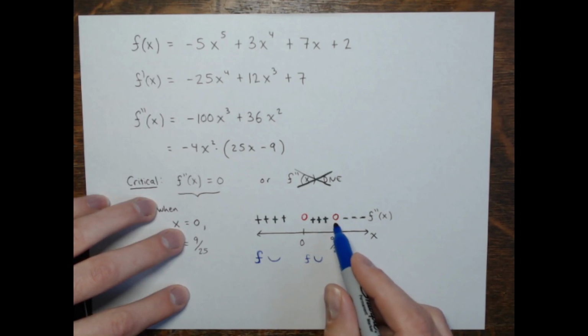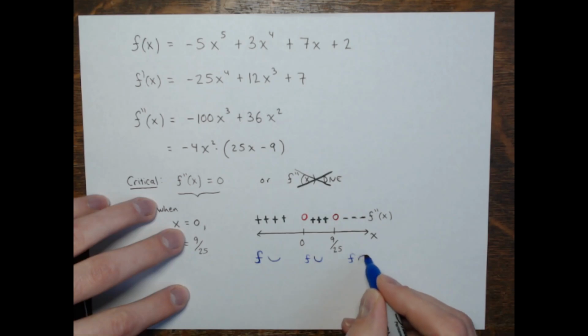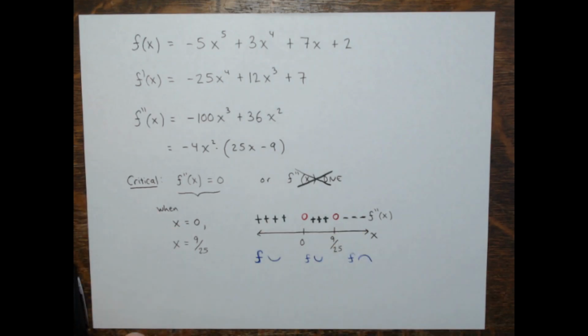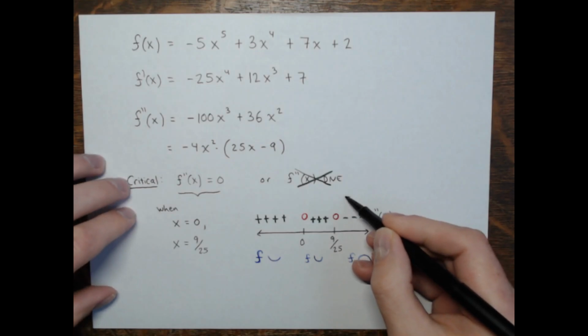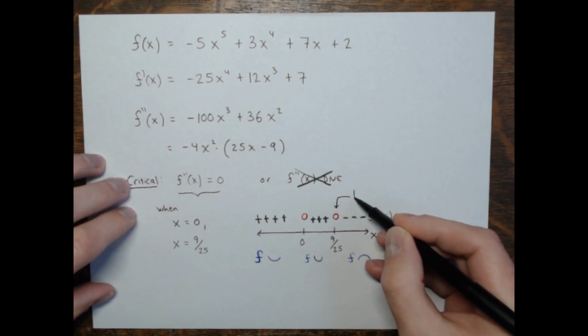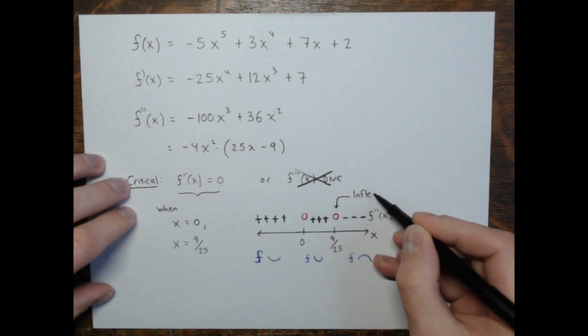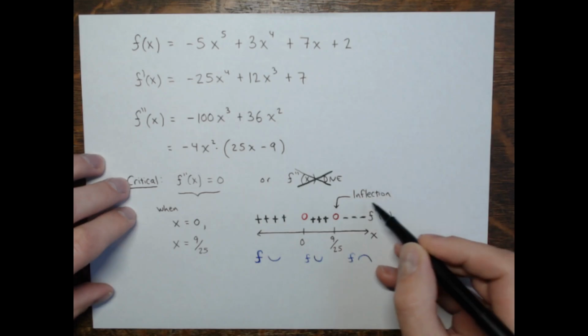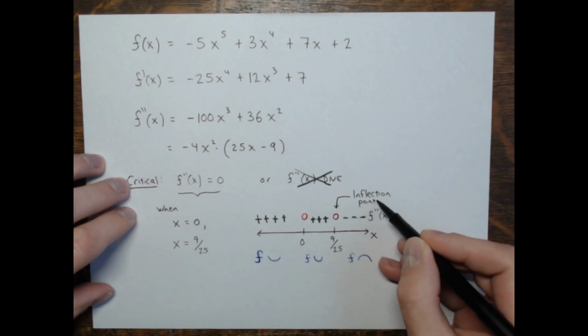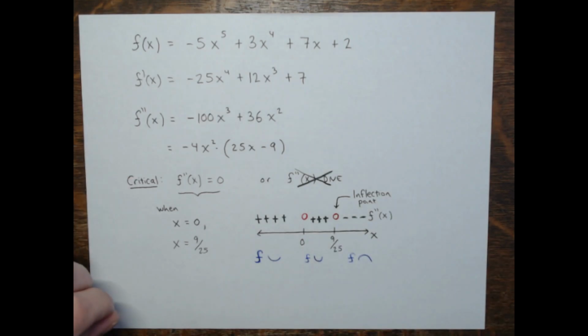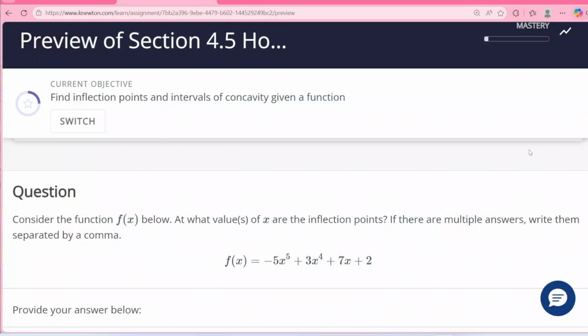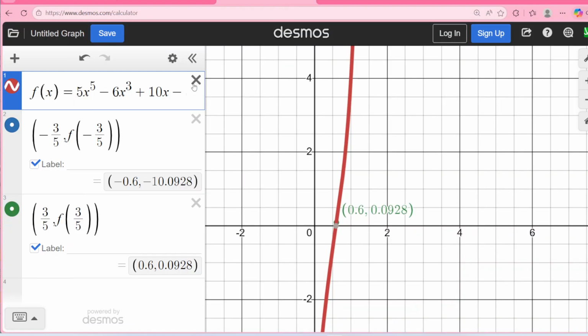Concave up to the left of 9/25, and concave down to the right of 9/25. So there's only one place where there's an inflection point. There's only one value of x where the concavity changes, and that's at this 9/25. So that's going to be my only answer. Now let's actually verify this, right? Let's go to Desmos, take a look.